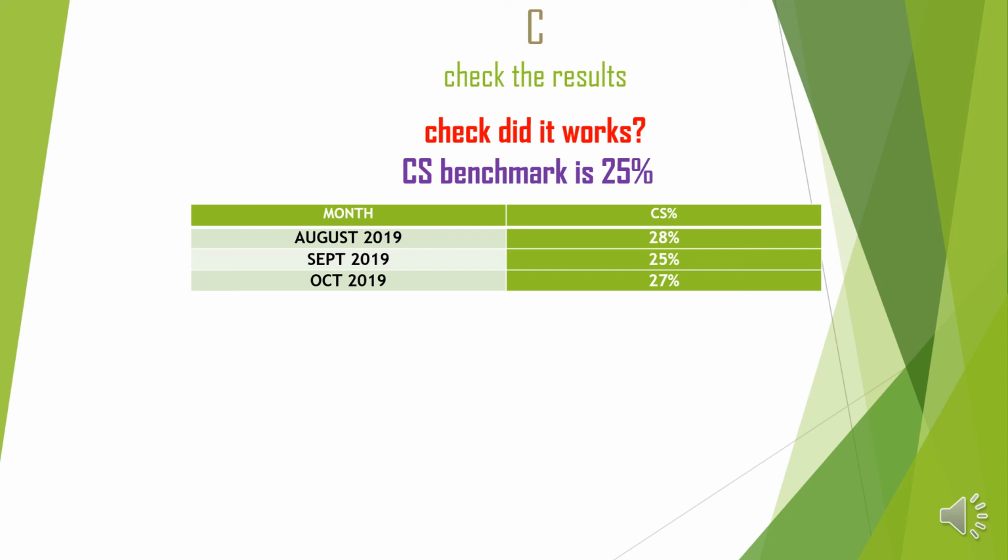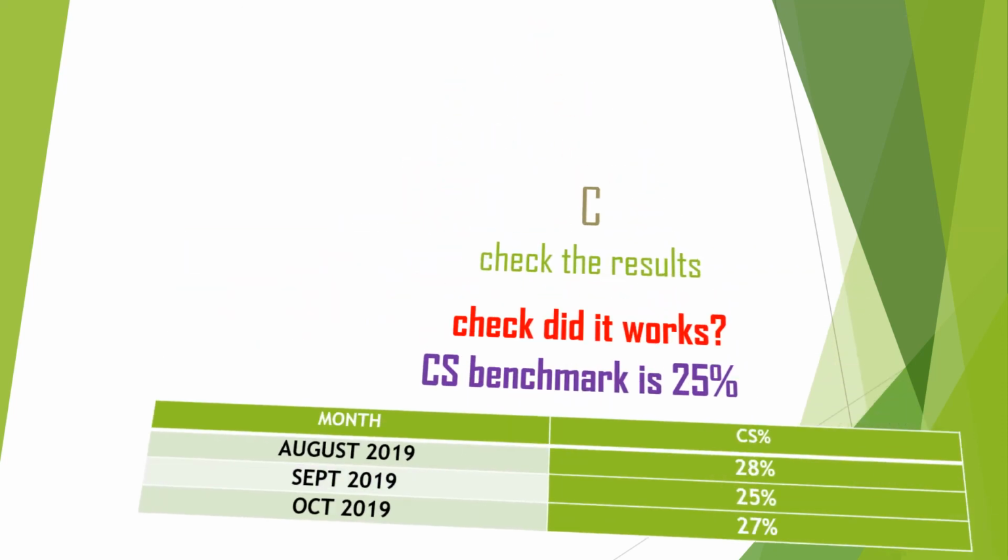So we collected data. Sorry, it should be here again, 2020. In August 2020, we found it 28%. In September, 25%. In October, 27%. So our project is working. So we have to keep working on the same recommendation, which is act.